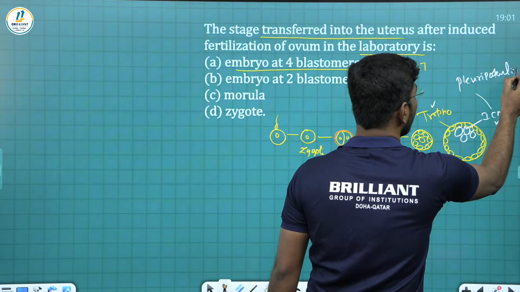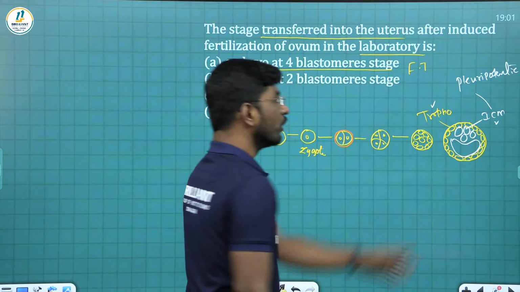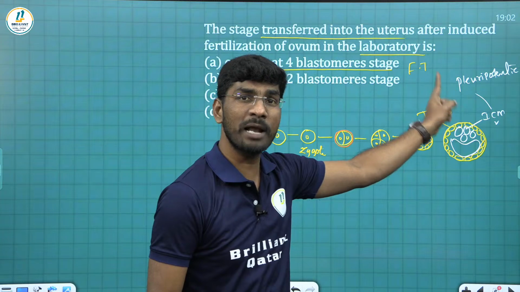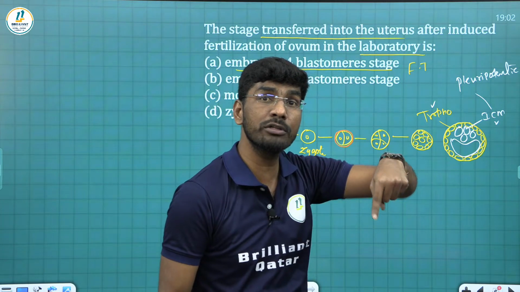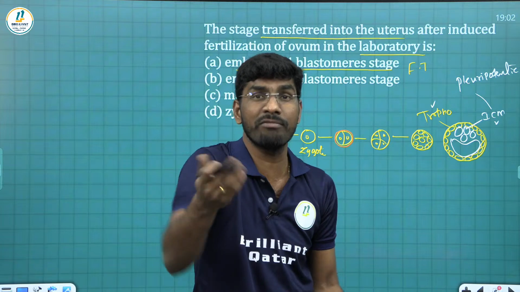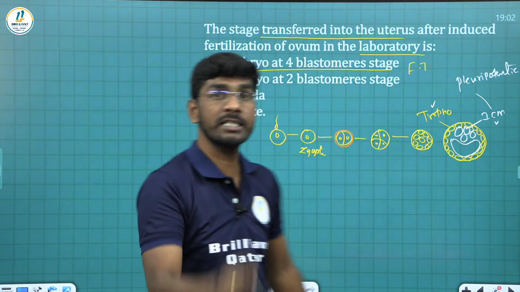Pluripotent. Remember, pluripotent. And yet the cavity is forming. What is this called? Blastocoel. So this stage is called what? Blastocyst stage. This blastocyst will come down into the uterus and attach. It's called implantation. When? After 7 days of what? Fertilization. So what is the correct answer?